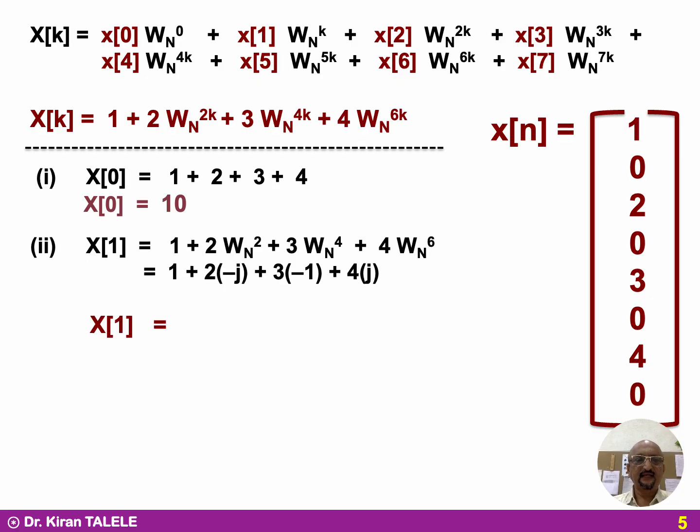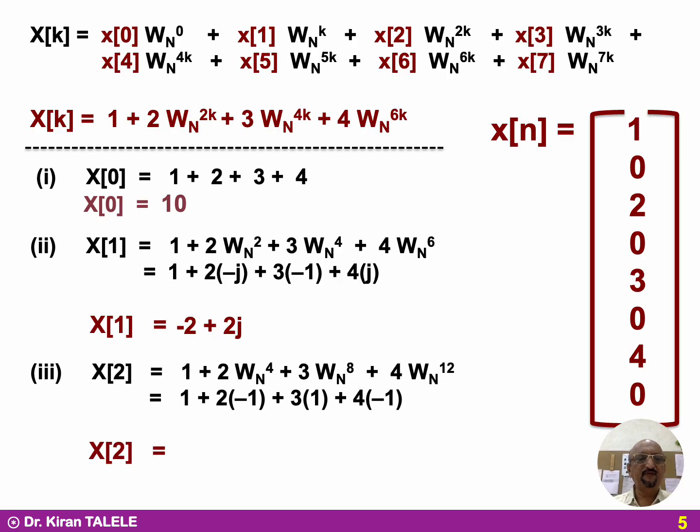To find x of 1, put k equal to 1. You'll get 1 plus 2 W_N raised to 2k, k is 1, plus 3 W_N raised to 4 plus 4 W_N raised to 6, because k is 1. Here we'll have to substitute the values of the twiddle factors, that is W_N raised to 2, W_N raised to 4 and W_N raised to 6. We can refer to that circle diagram and get those values. By evaluating this, we get x of 1 equal to minus 2 plus 2j.